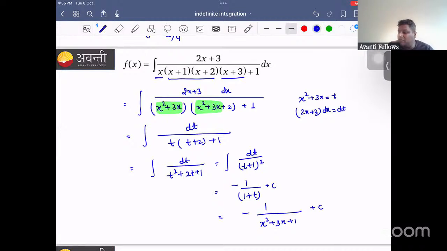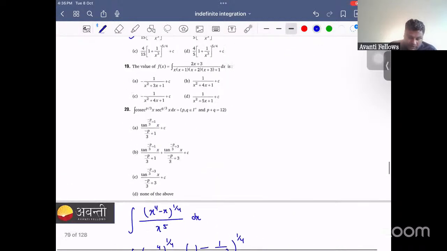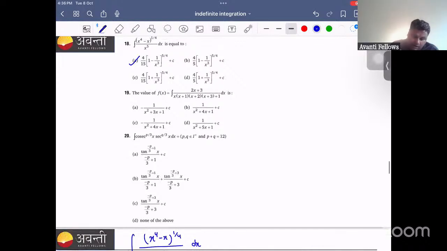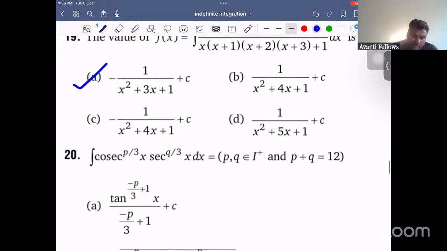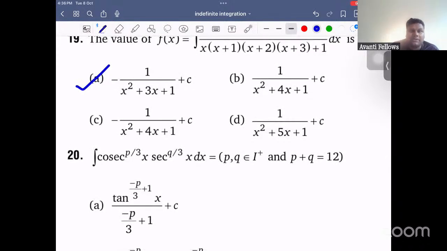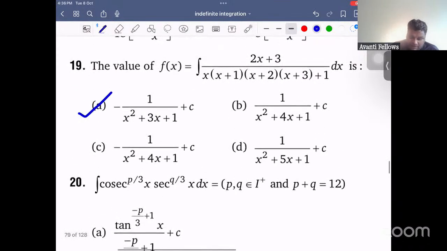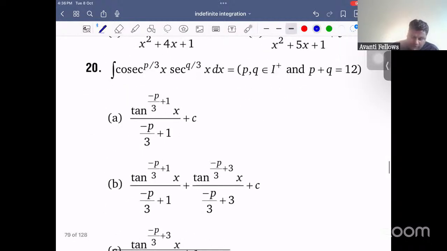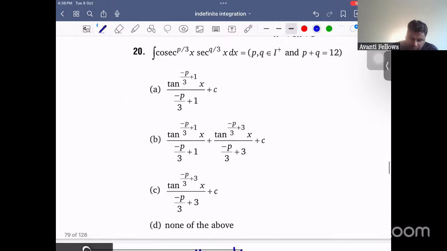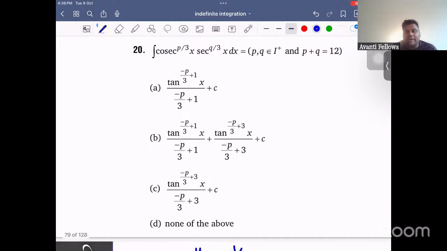These are the kind of questions, if they come in the exam, we should never miss them. Got it? So the answer to this one is Ahmedabad. Minus 1 upon x square plus 3x plus 1. Got it? Now, this question number 20 is a very, very good and important question. Give it a try.